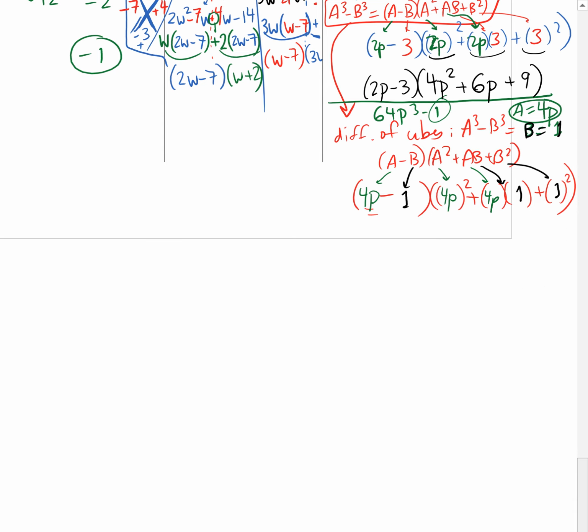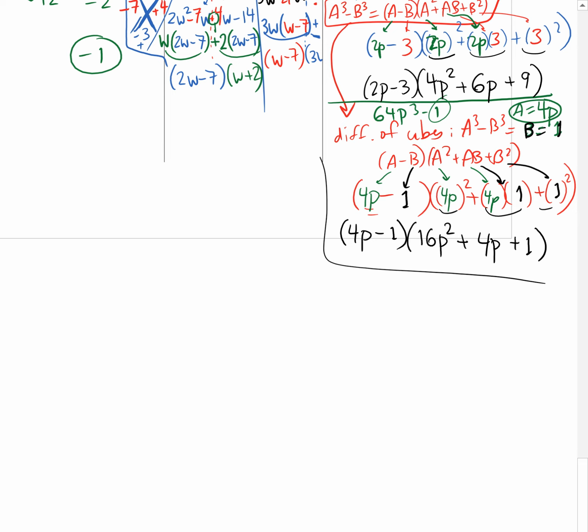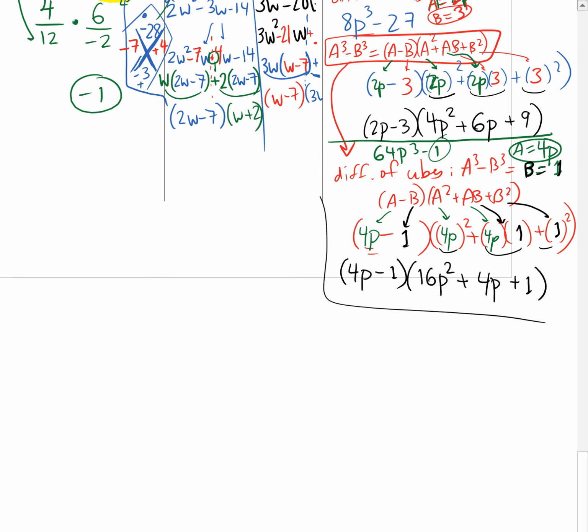Alright, once I simplify this guy as much as I can, then I think we'll be done with this part. Thankfully, hopefully this will be the last time I have to come down to the bottom of the page and simplify. 2p minus 1, and then here, 4p squared. Well, 4 squared is 16. P squared, of course, is p squared. Plus, 4p times 1 is 4p. And then 1 squared is 1, because 1 times 1 is 1. Alright, we've got it. So 4p minus 1, 16p squared plus 4p plus 1.